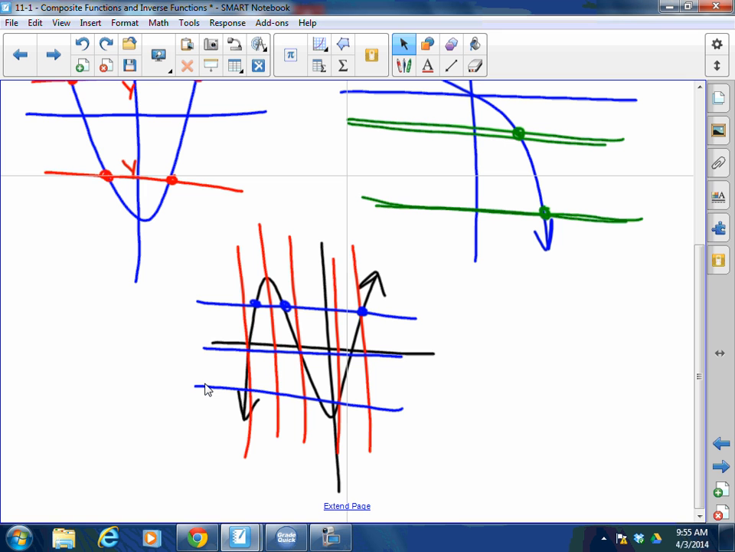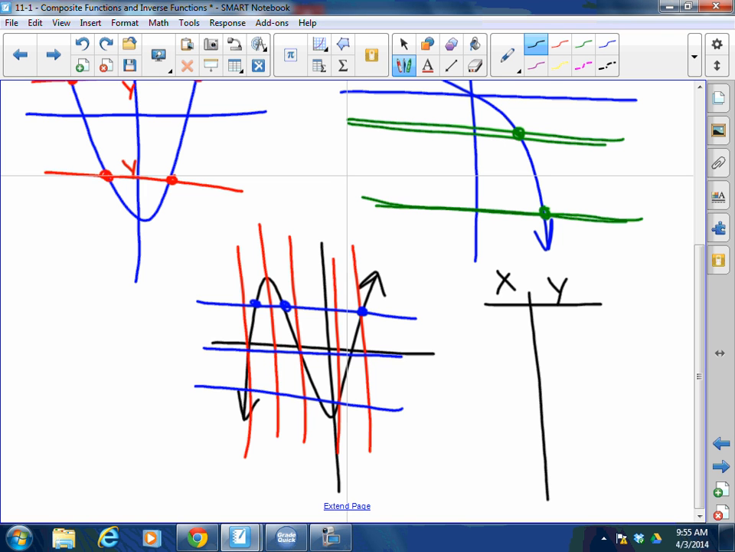You can also recognize one-to-one functions by tables. Say I have the following: 2, 3, 4, 5, 6.